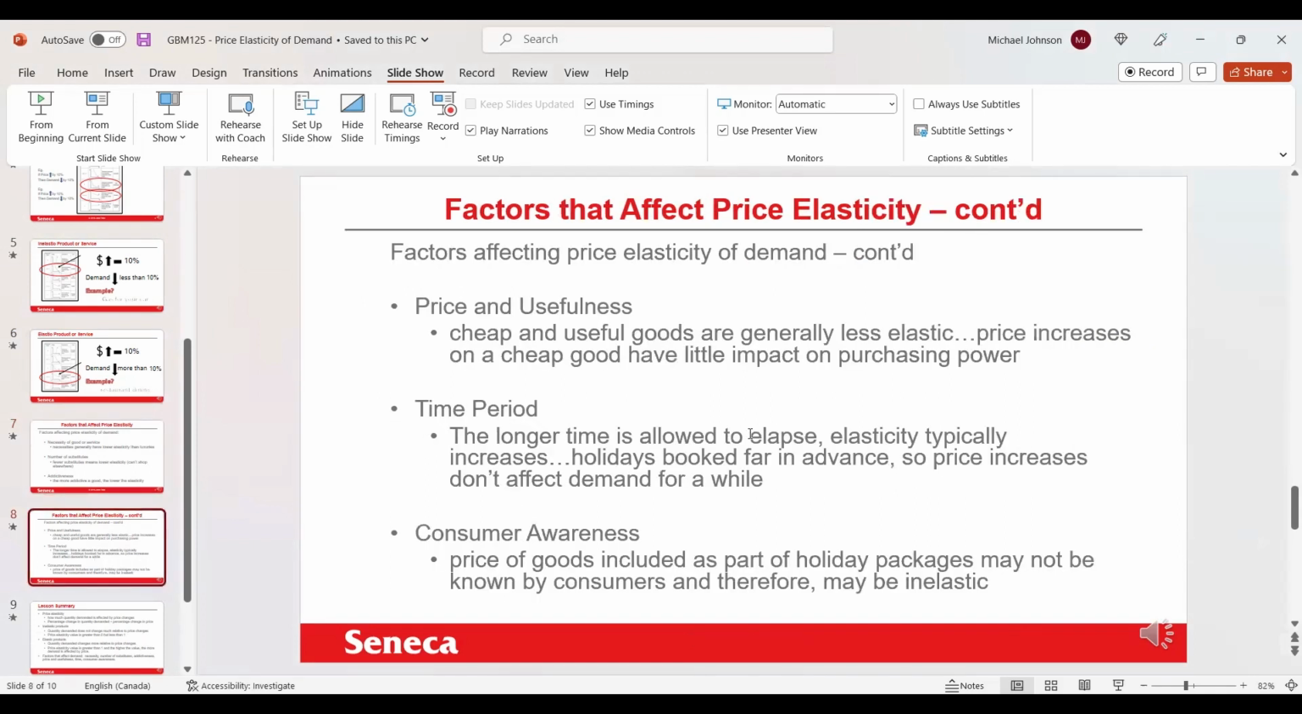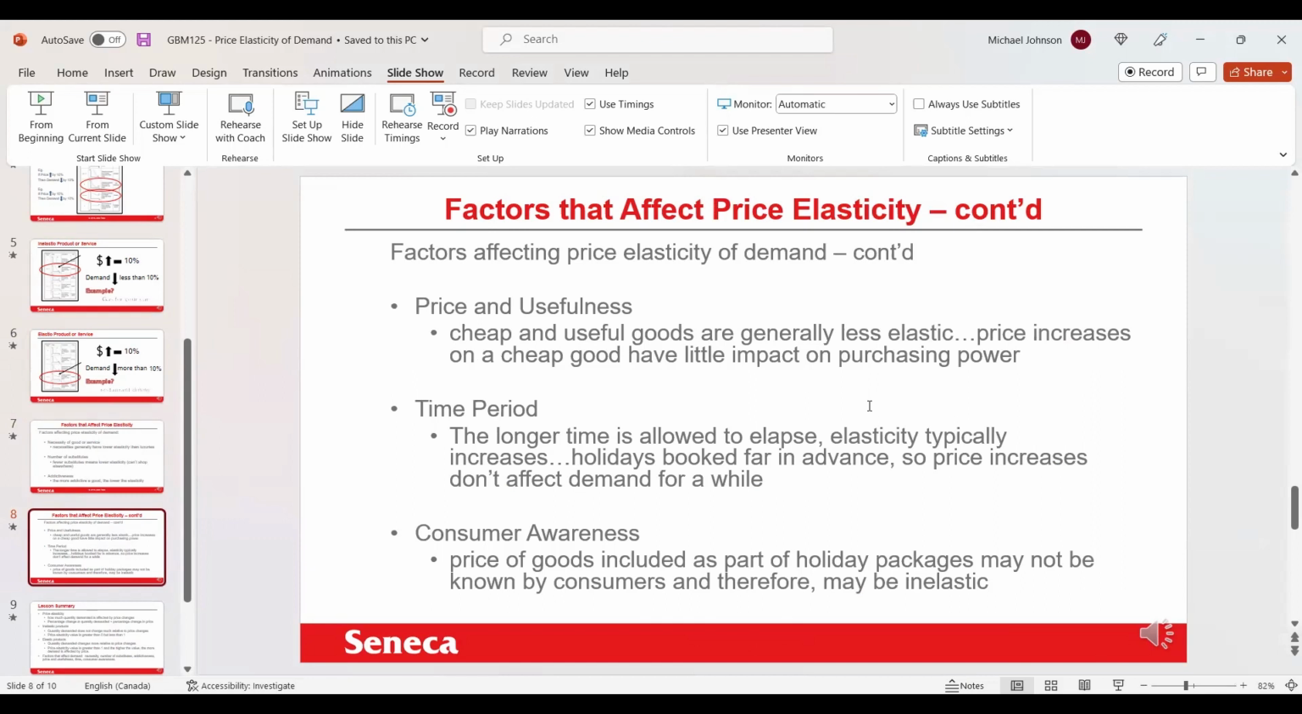So, factors that affect price elasticity, continued. Price and usefulness: cheap and useful goods are generally less elastic. Price increases on a cheap good have little impact on purchasing power. So it's cheap enough that you can still pay for it, even if the price goes up. Time period: the longer the time allowed to lapse, elasticity typically increases. Holidays are booked far in advance, so price increases don't affect demand for a while.